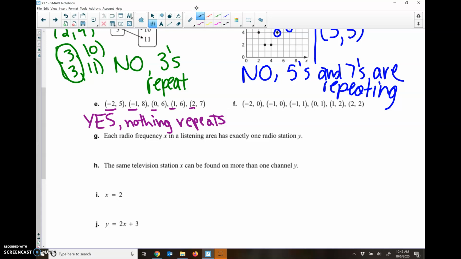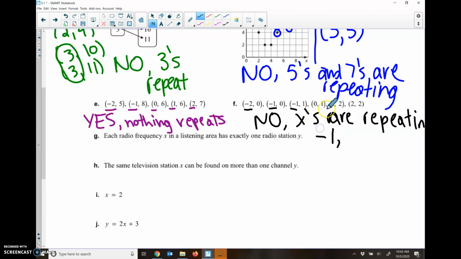F, I got -2, -1, -1, and I could stop right there. -1, -1. So no, this is not a function. The x's are repeating. And if we want to be specific, -1 is repeating, and then if I would have gone on, 0, 1, 2, so -1 is the only one that is repeating.